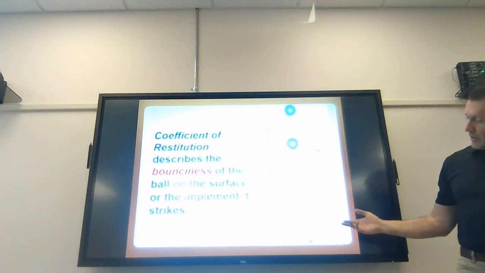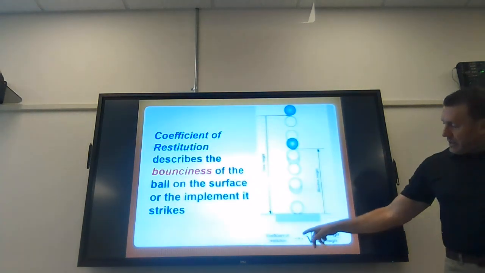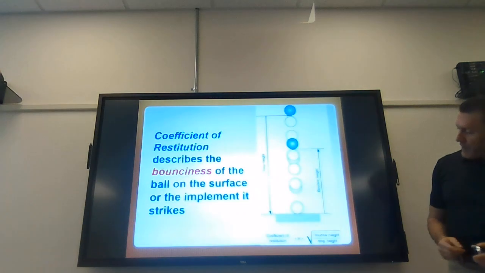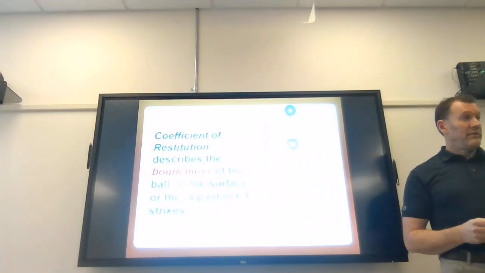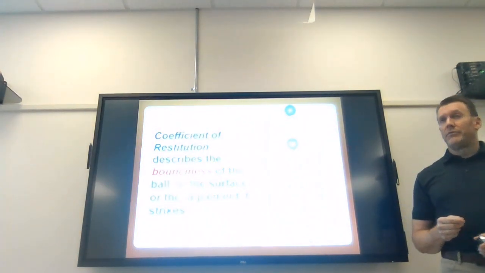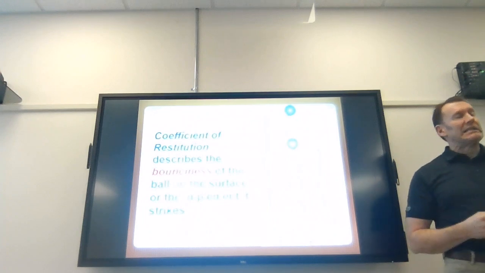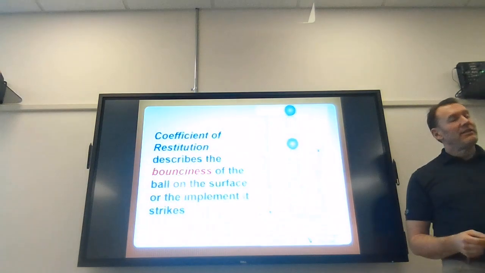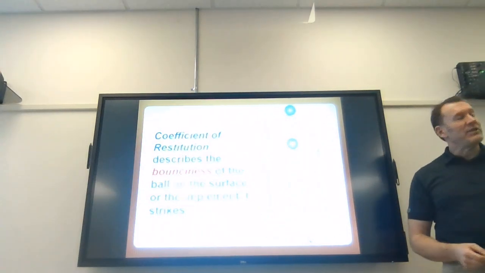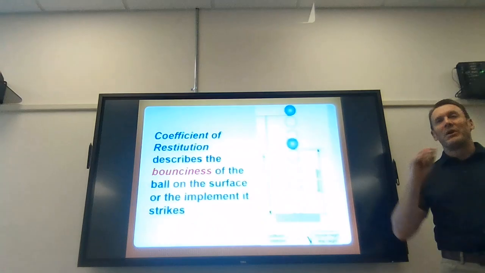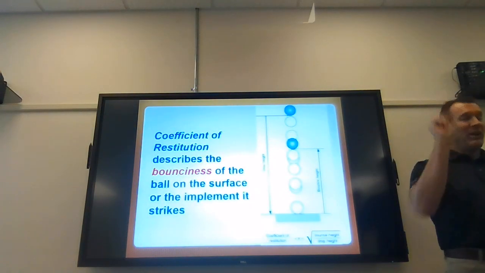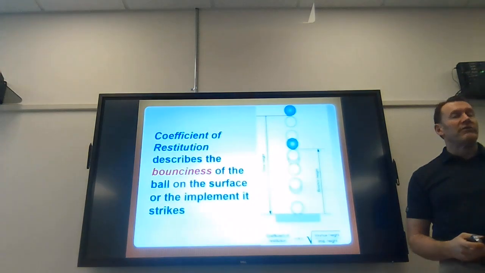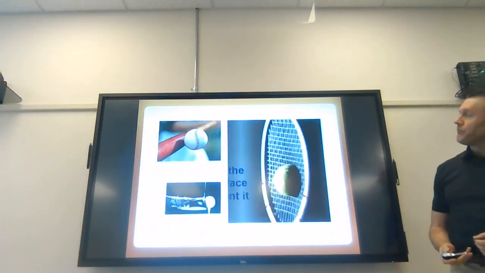So the calculation here is E, the coefficient, is equal to the square root of the bounce height divided by the drop height. So if we had a perfectly elastic collision and the bounce height was equal to the drop height, what would your coefficient of restitution be? What's the square root of 1? 1, right? So perfectly elastic with 100% conservation of momentum.